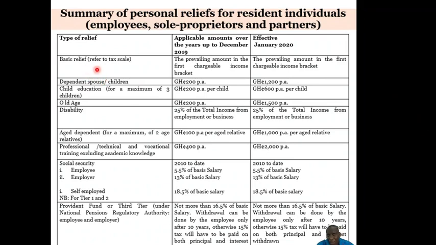Basic relief. A basic relief is normally embodied in the tax scale. The tax scale is what we call the graduated rates. In the graduated rates, the first chargeable income bracket has a rate that is free or 0%. That figure, which is denoted as free, is referred to as the basic relief. You only enjoy it when you are computing the tax. So we don't subtract it the way we have been subtracting the other reliefs.